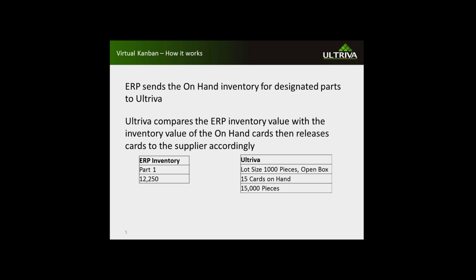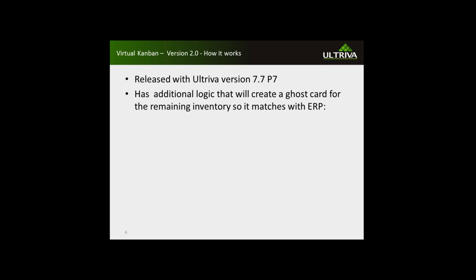So in Ultriva, let's say we have open box selected. We have 1,000 pieces on a card, and we have 15 cards. So Ultriva thinks there are 15,000 pieces, but the ERP says 12,250. So in this scenario, what would happen is Ultriva is going to release 3 cards to the supplier, and then 12 cards would be remaining. So that's, in a nutshell, how Virtual Kanban works.